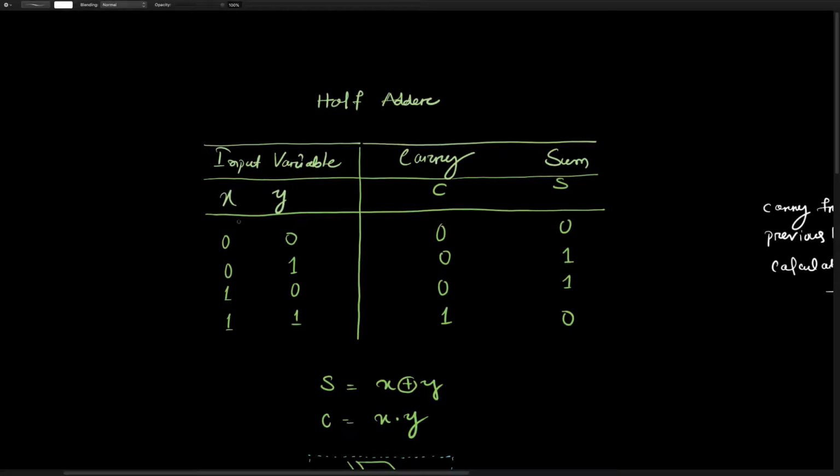We tabulate all the possible combinations of the two inputs, x and y, and for that we have 4 possible combinations. For each combination we have a summation result and also a carry result. Only on the final combination do we have a carry. If the two inputs are 1, then we get the summation as 0 and a carry of 1.